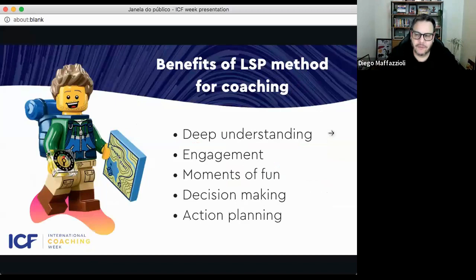The first benefit of the Lego Serious Play method for coaching is that the player and we, as coaches, will have a deep understanding about the situation, about a context, about a subject, and Lego Serious Play can create an environment that is very engaging for the players. Obviously, we have moments of fun.